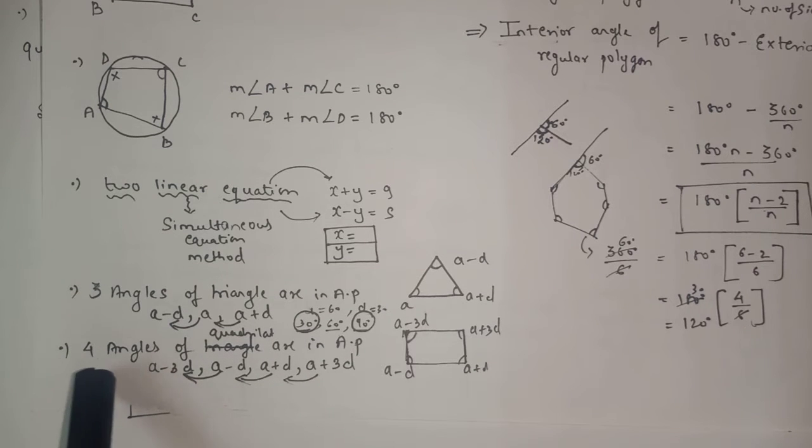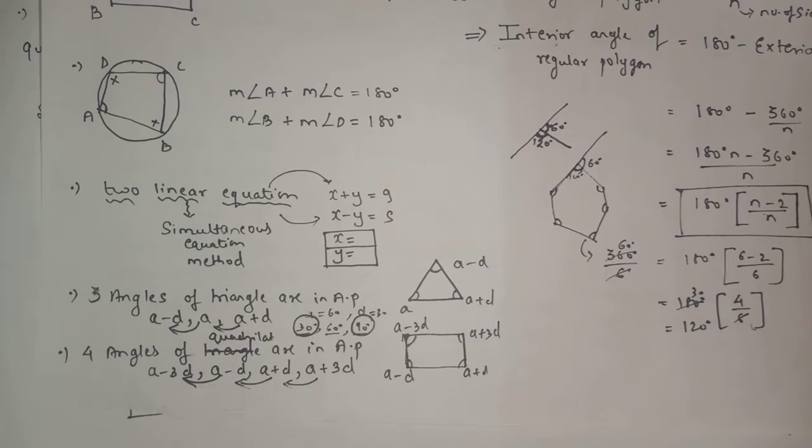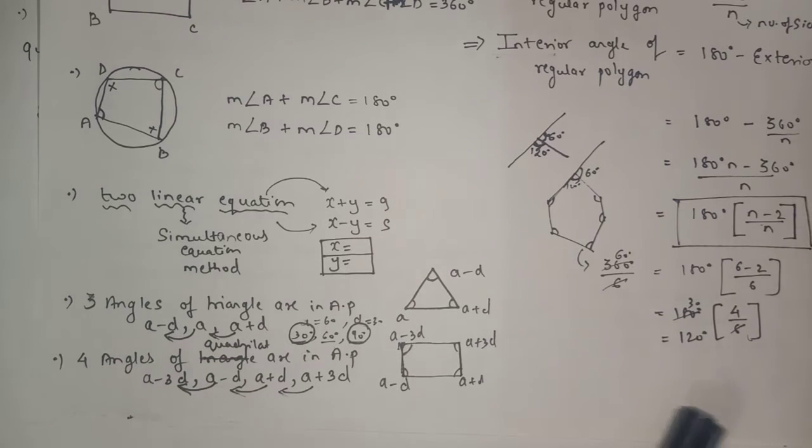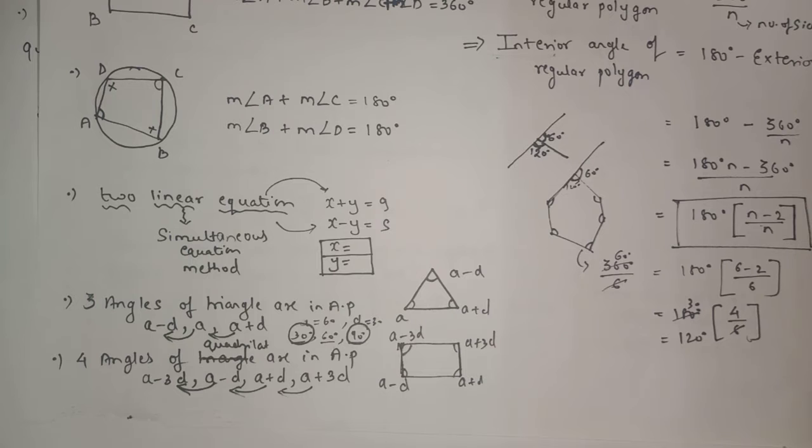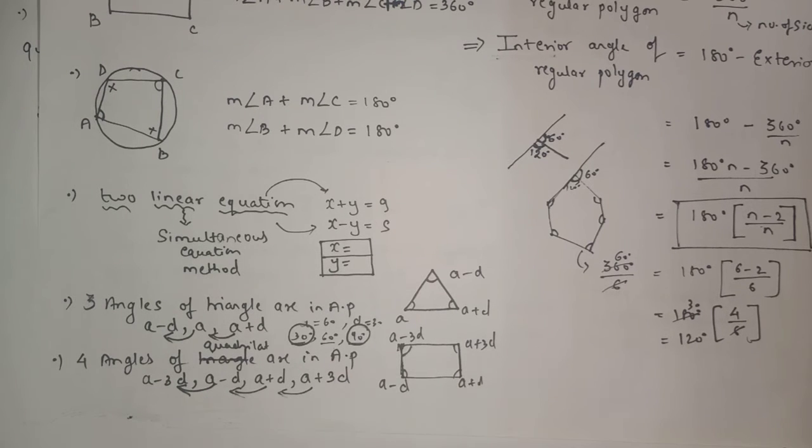Same way here also, for the four angles of the quadrilateral, keep this sequence perfectly. First will be a minus 3d, second will be a minus d, third will be a plus d, and fourth will be a plus 3d. Sometimes in the question they will say the greater angle or smaller angle. So remember, the first angle will always be smaller, and the last angle will always be greater. So here also this one will be smaller and this one will be greater. So these small things you must remember.